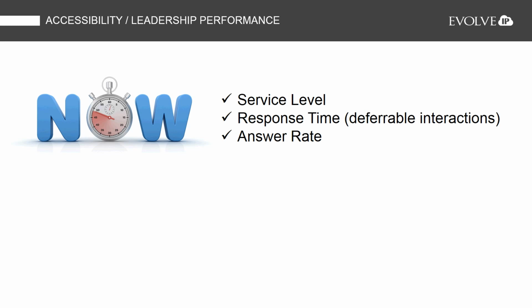Service level, which is my favorite metric, is very simply calculated as the percentage of inbound customer interactions answered within your organization's goals. The most common goal still in our industry for voice interactions is 80-20, or 80% of calls answered within 20 seconds. This service level goal offers an optimal balance of both customer satisfaction and contact center efficiency.